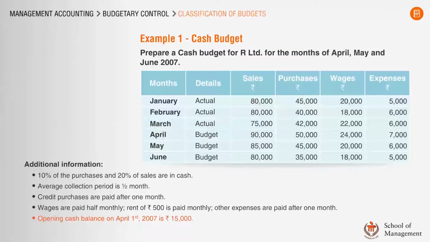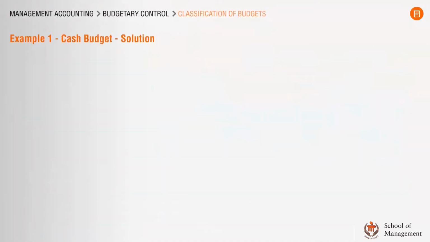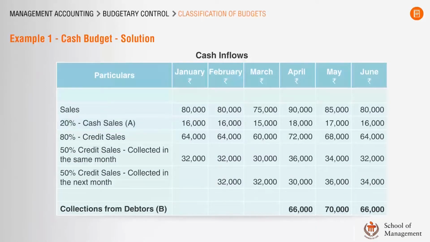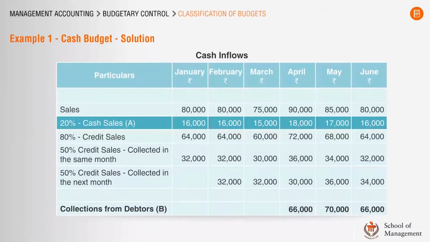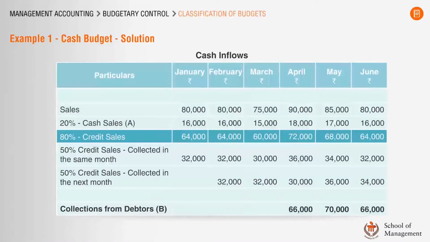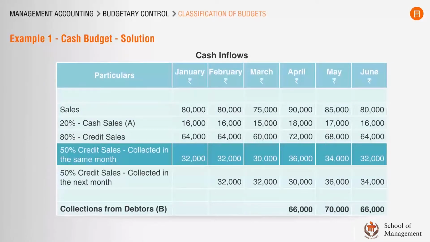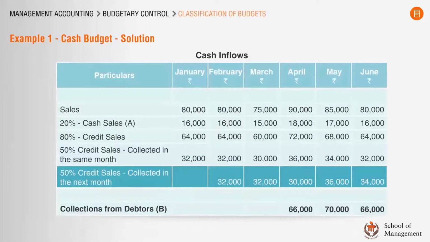Now, based on this information, we have to prepare cash budget for the months April, May and June. Let's first try to compute the cash inflows. We know that cash sales represent 20% of sales made every month, and cash for these sales would be collected immediately as soon as the sales are made. So, cash sales have been tagged as A in the statement shown on your screen. The remaining 80% of the sales are credit sales and half the credit sales are collected in the same month and the remaining half in the next month.